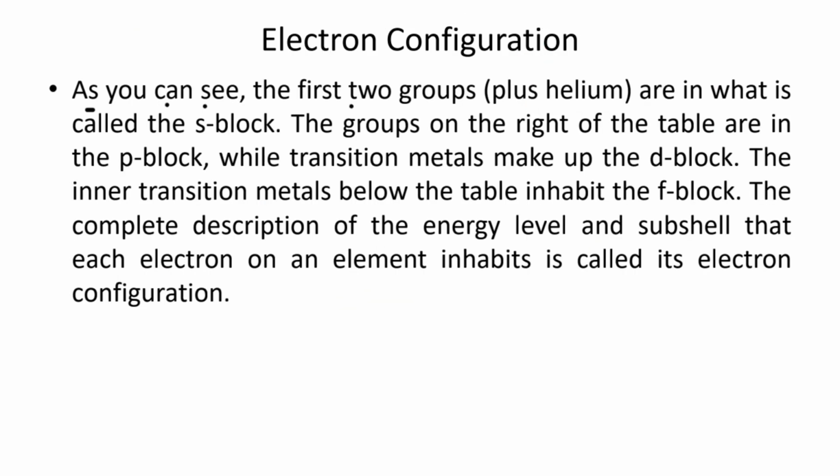As you can see, the first 2 groups plus helium are in what is called the S block. The groups on the right of the table are in the P block, while transition metals make up the D block. And the inner transition metals below the table inhabit the F block. The complete description of the energy level and subshell that each electron of an element inhabits is called its electron configuration.